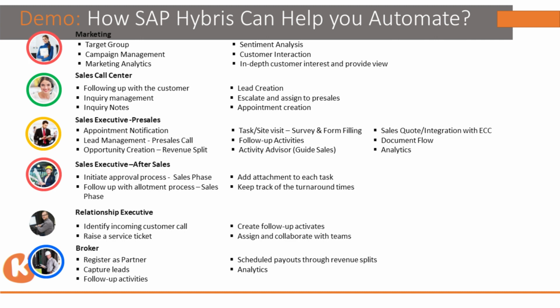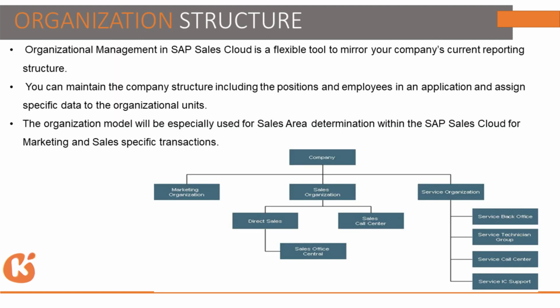Clear? Then coming to the organizational structure, it is very similar to your SAP SD. If you know that, you will have a company code, then a plant, and then a sales organization, and each sales organization will be associated with sales offices, and each sales office will have two kinds of sales. One is direct sales, another is only direct sales.